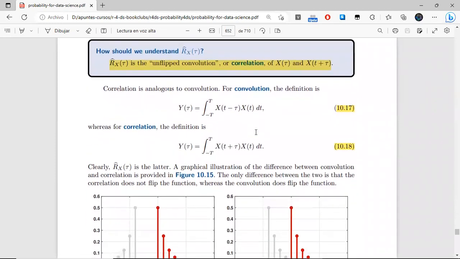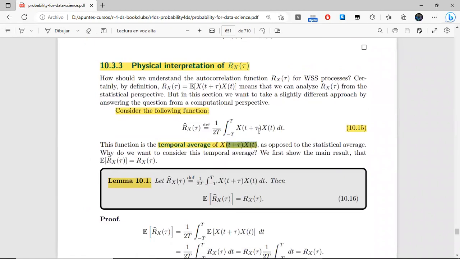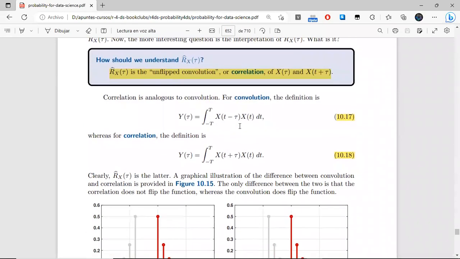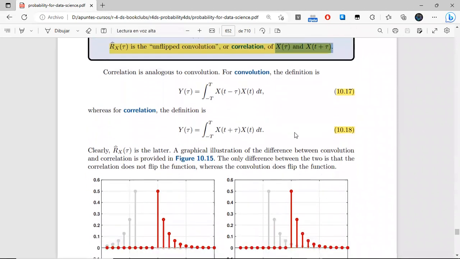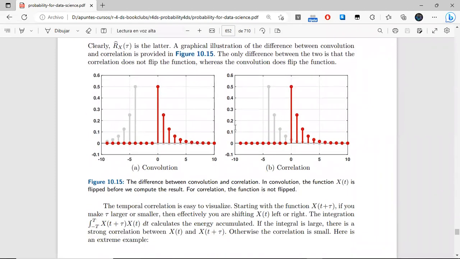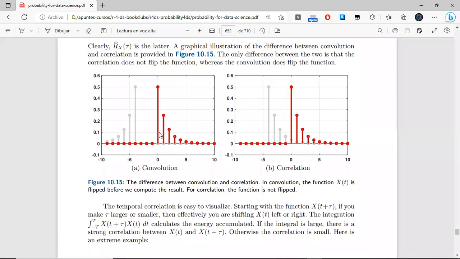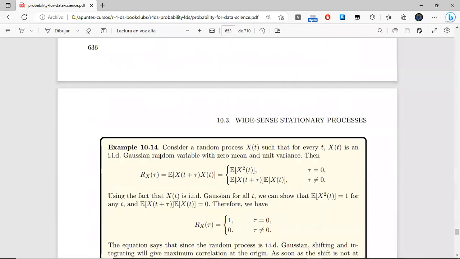And over here, it also comes up that, due to this expression for the autocorrelation function, you can see that it's almost like a convolution is taking place. And it actually is, because this temporal average is just the unflipped convolution, or the correlation, of these two terms. And here is a little graph that explains it. There is a small difference in how some values are calculated, but the output is the same. So there really is a convolution taking place.